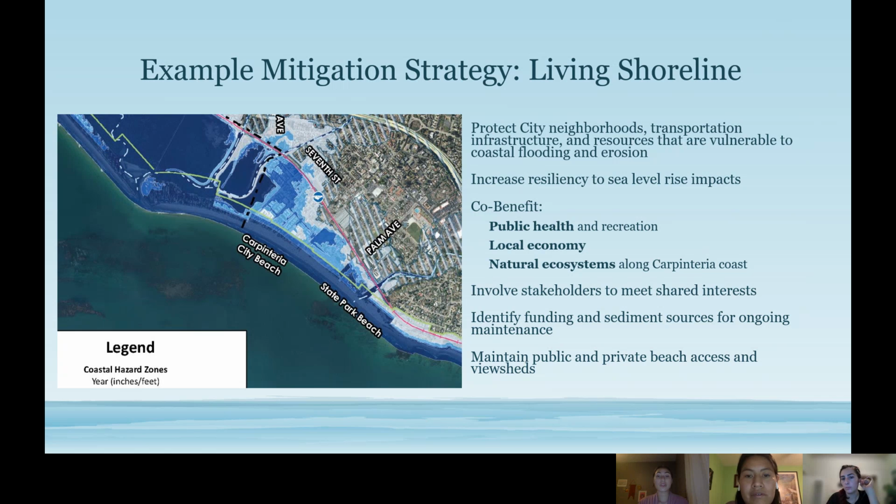And it's important to note that while sea level rise is projected over the next 80 to 100 years, this specific project is intended to provide a short to mid-term protection of city resources and the beach from sea level rise. So this is a good mitigation strategy that would be used to address vulnerabilities from sea level rise.